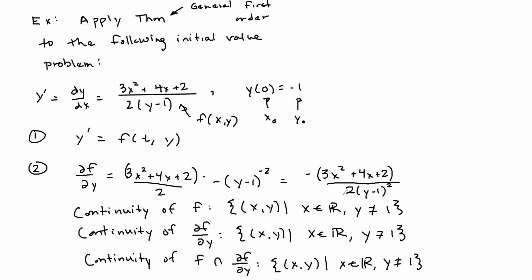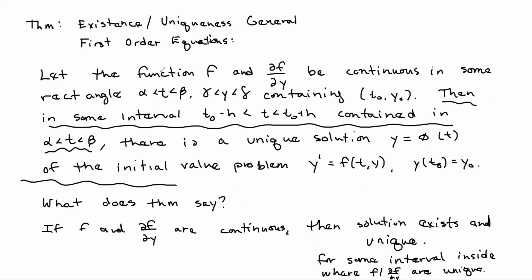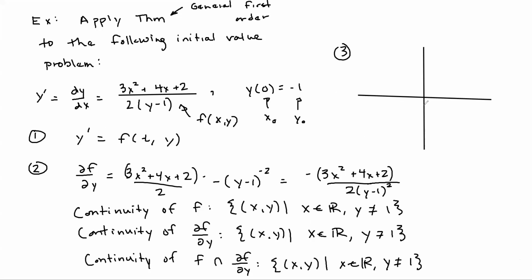And then the next step, step 3, is to draw the number line. Now the equivalent is not to have a number line. If you look at the theorem, what does the theorem say about the interval? The theorem says a rectangle. So we've got 2 dimensions. So let's take a look. The theorem says let the function f and partial be continuous in some rectangle containing 2 variables, t naught and y naught. So that's the way that you handle that rectangle, with 2 variables.